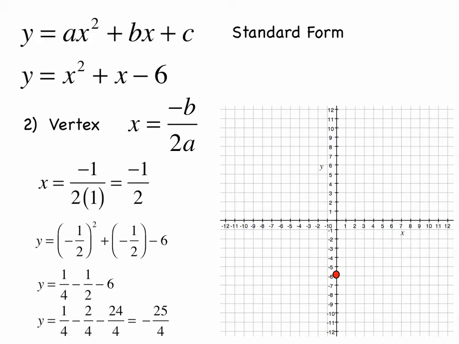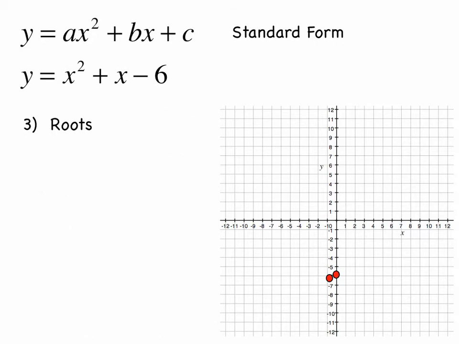Now, since we're graphing this, we can just change it to a decimal. So the x value is negative 1/2, which is negative 0.5. The y value is negative 25/4, which is negative 6.25. And let's go ahead and graph that. It's really close to the y-axis. And the last thing we can find in standard form are the roots.